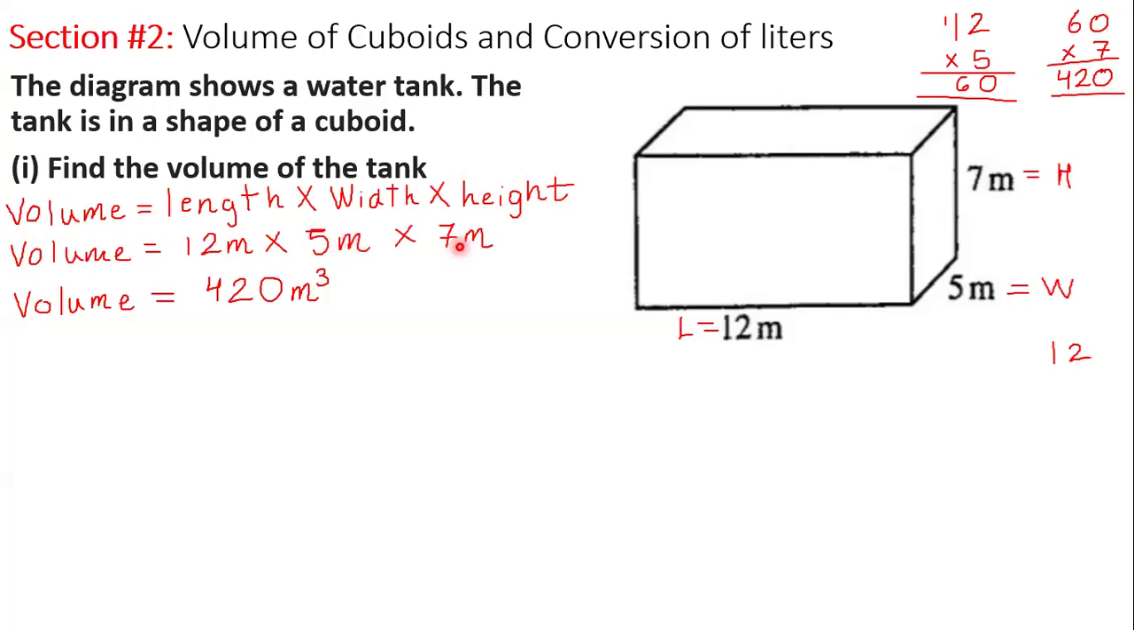Whenever we're dealing with volume, it's always units cubed. Whenever we're dealing with area, it's always what? Unit squared. So volume is meters cubed and area is meters or units squared. Okay, so pretty good. So that's the volume.